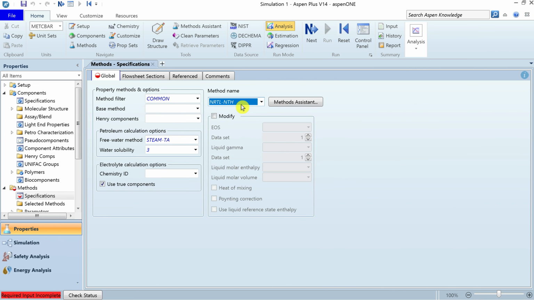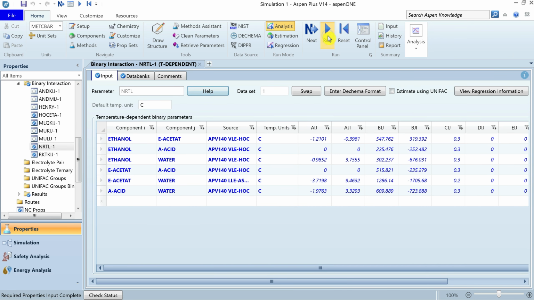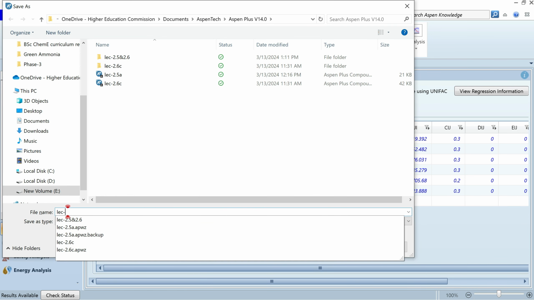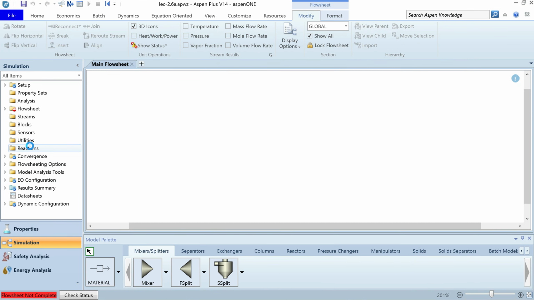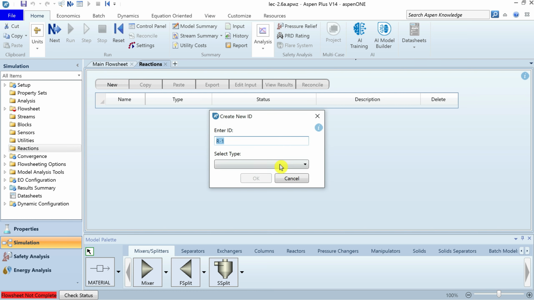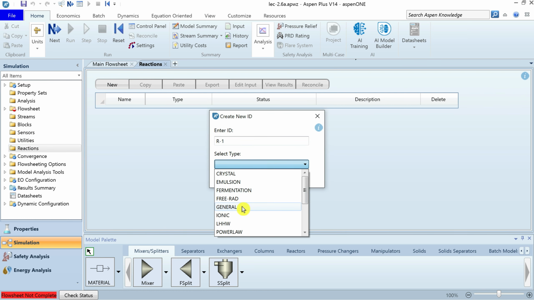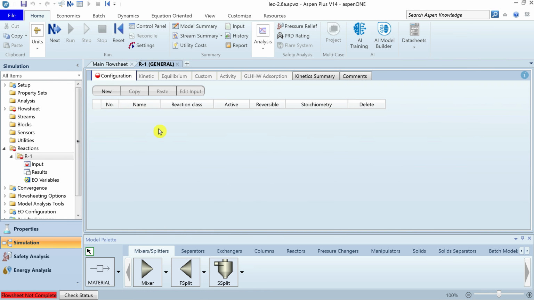Choose the method as NRTL HOC. Click next, next, and run the properties environment. Save the simulation before entering the simulation environment. Let's move to the simulation environment. First define the reaction. Add a new reaction from the reaction type general.